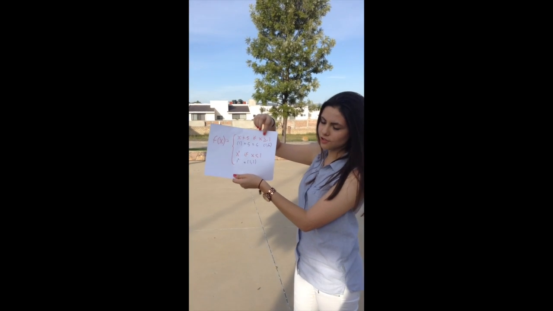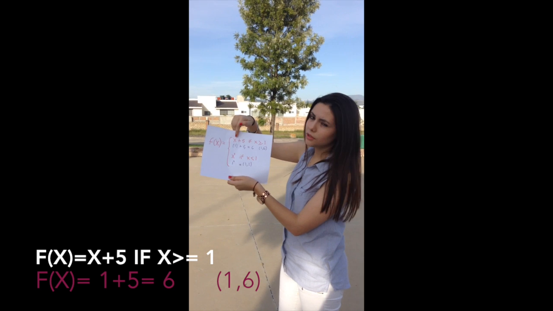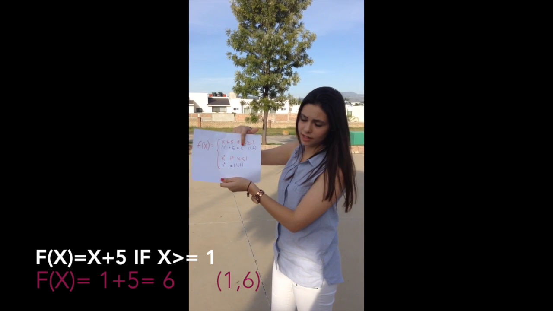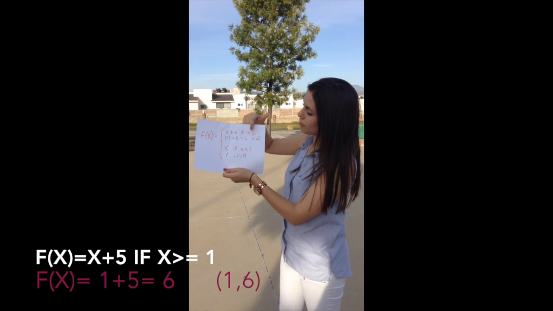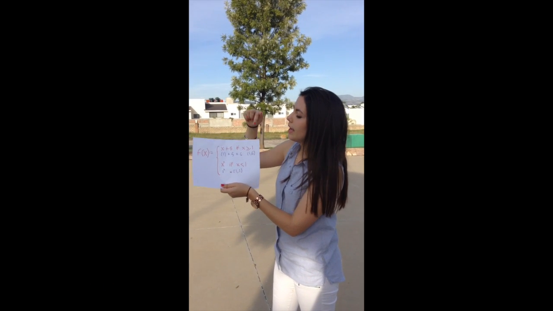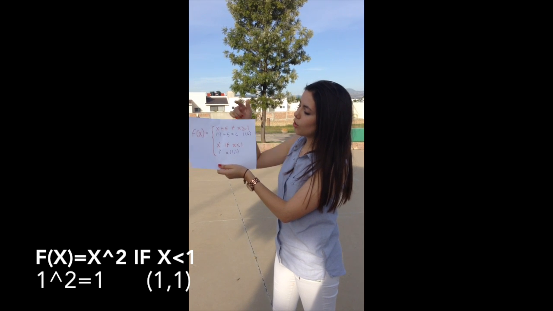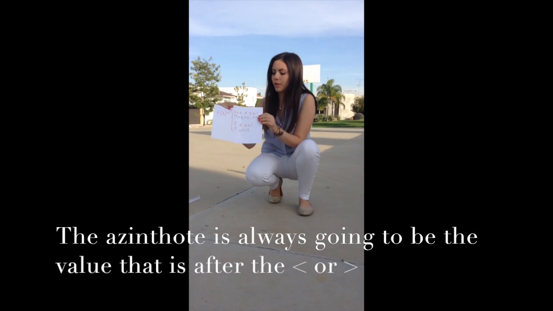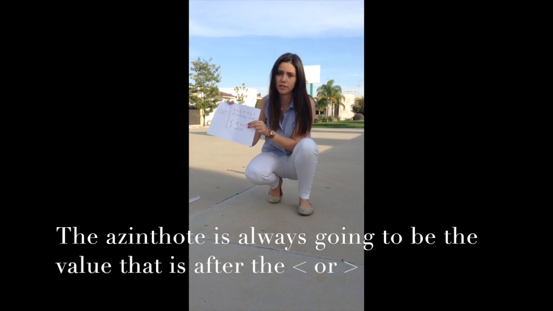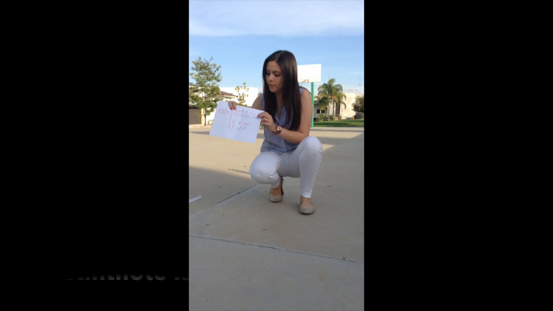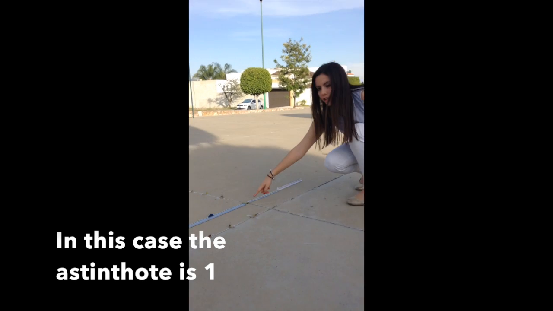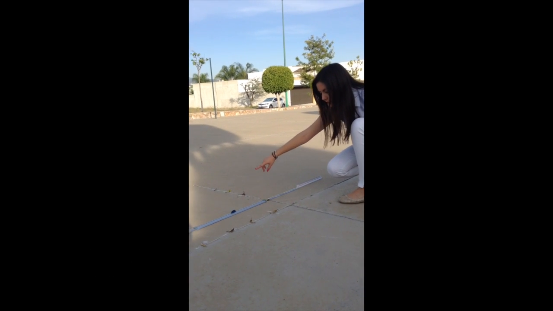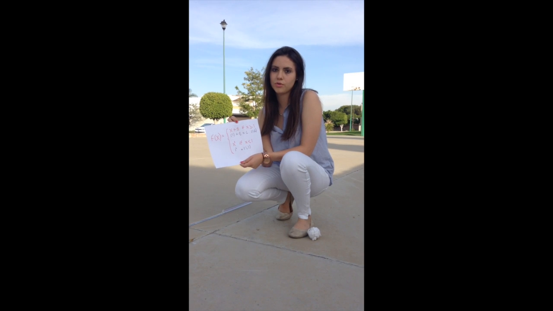For example, in this first function it is 1, 6, because I substituted the 1 into the x and then added 5, and it's 6. So the coordinates are 1, 6 because the x is 1 and the y is 6. In the second function it is 1, 1 because 1 squared is 1. Now we're going to graph these functions on our Cartesian plane. Remember that this value is always going to be the asymptote, in the x-axis. So for example, here it is 1, so here's my asymptote. Now we have to draw the functions using the coordinates.